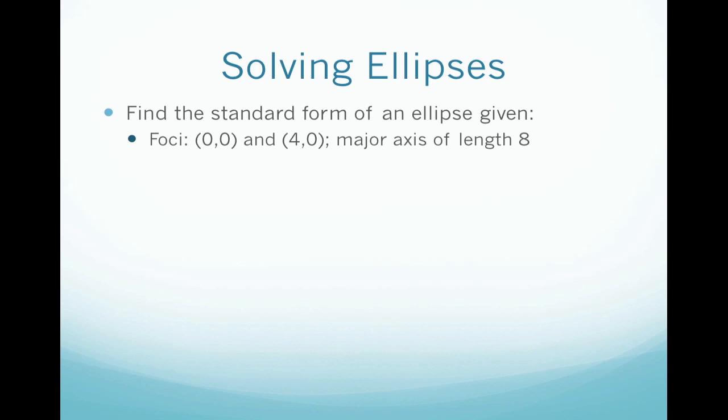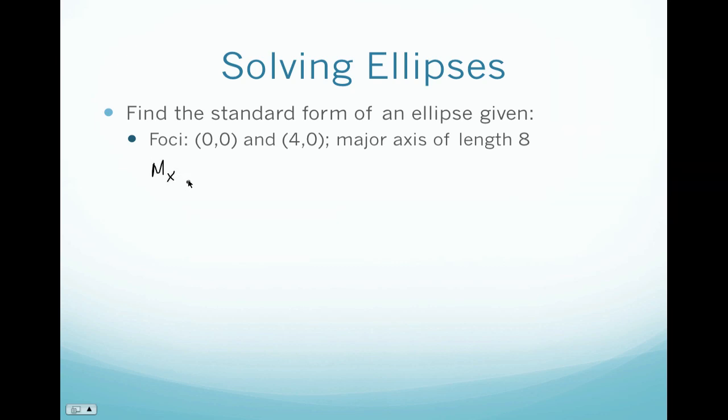Okay, so now we're going to find the standard form of an ellipse, and we're given the foci and the major axis. So since we have this information, we can come up with a standard equation. First thing that we need to do is find the center. We're going to use the foci to get that center. So to find the center, we need to find the midpoint.